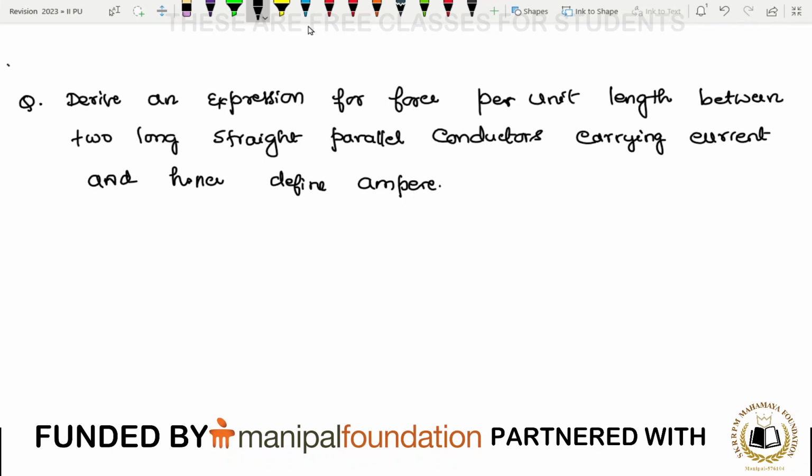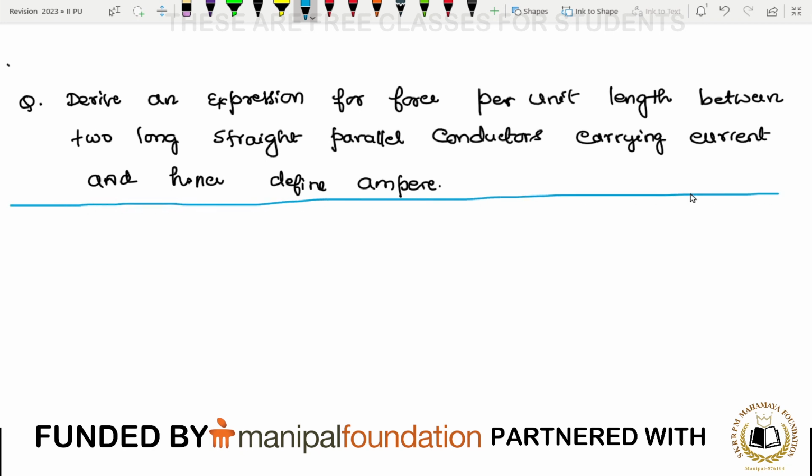This is also an important question. There are two very important questions in this chapter. One is the circular coil and one more is force per unit length between two long straight parallel conductors carrying current, and we have defined ampere. So we'll derive this one now.